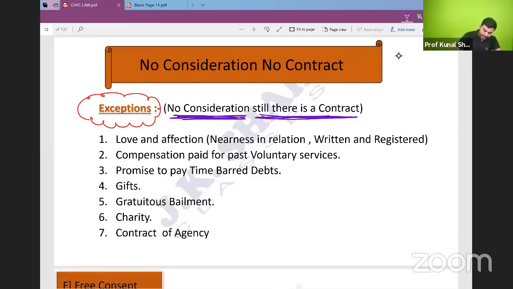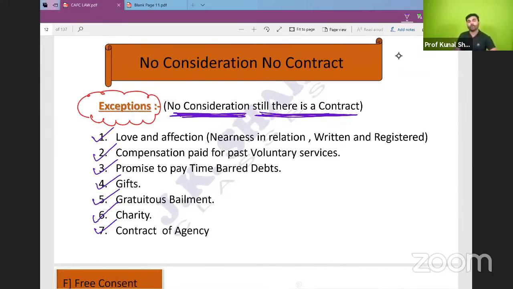There are a few exceptional cases. Number one, in case of love and affection. Number two, in case of compensation paid for past voluntary services. Number three, promise to pay time-barred debts. In case of gift, gratuitous bailment, charity, and in case of contract of agency. So, friends, in these seven exceptional cases, no consideration, still there is a contract. The very first exceptional case talks about love and affection.